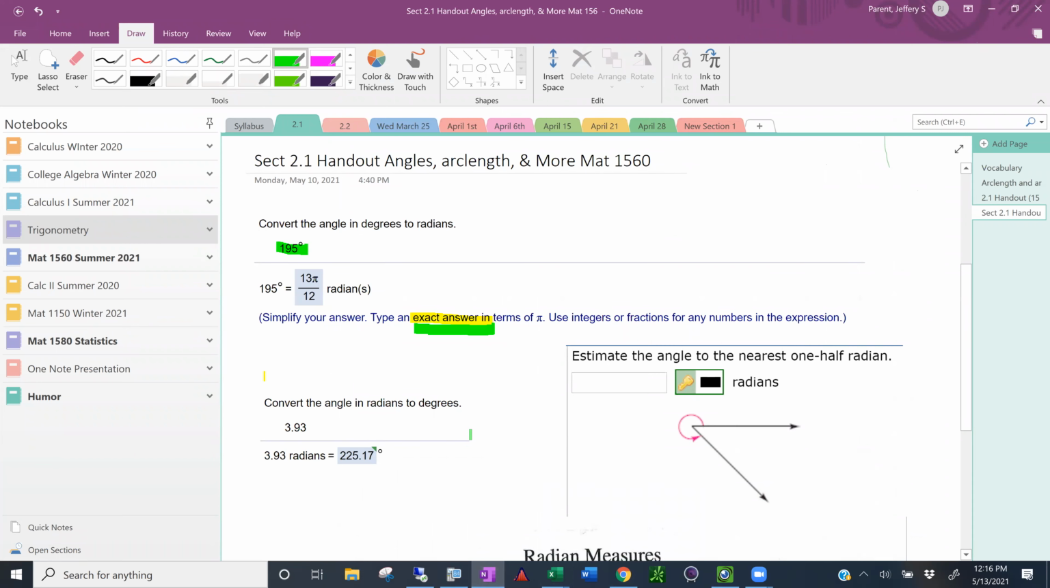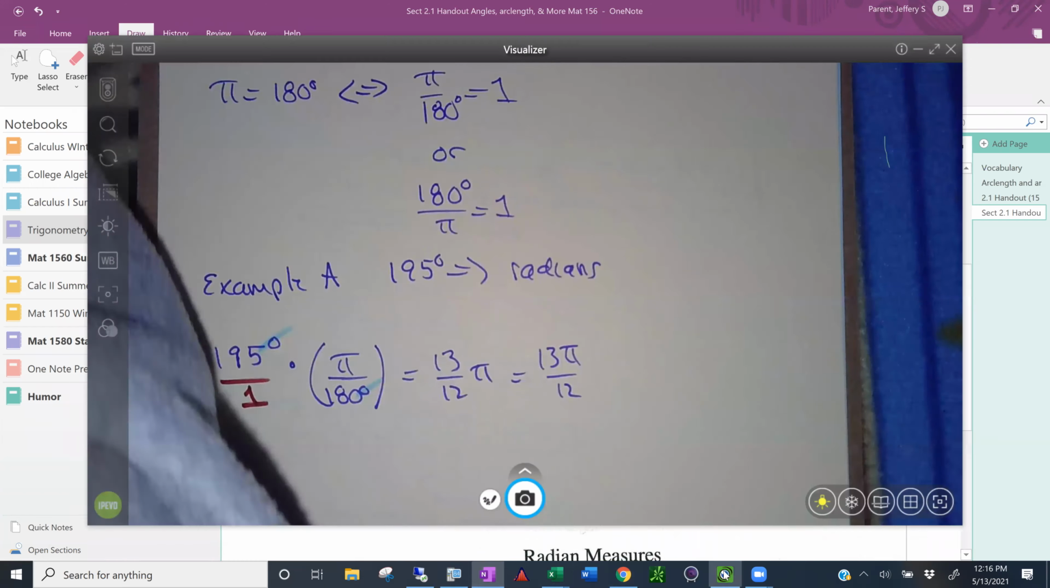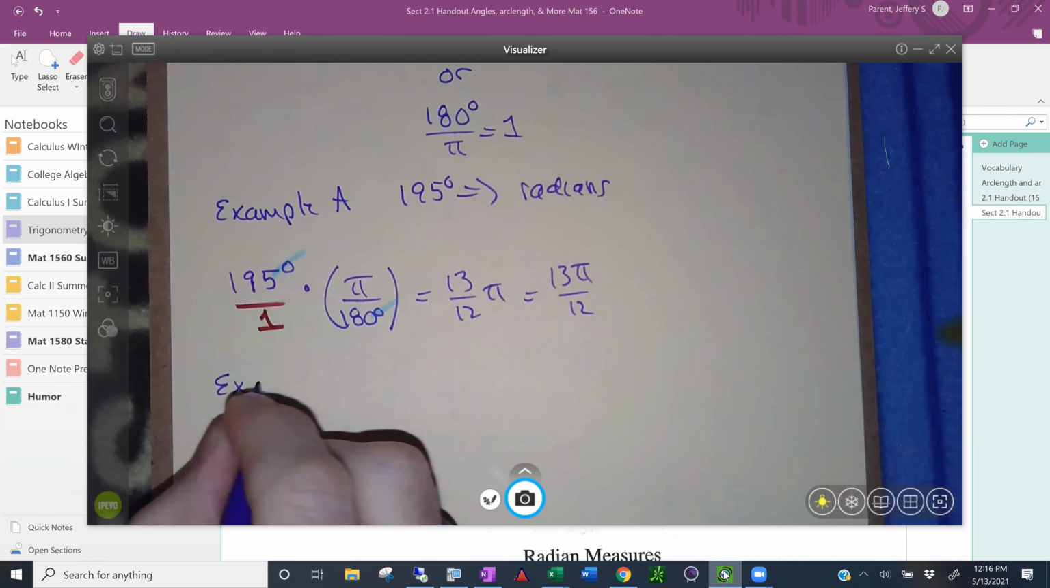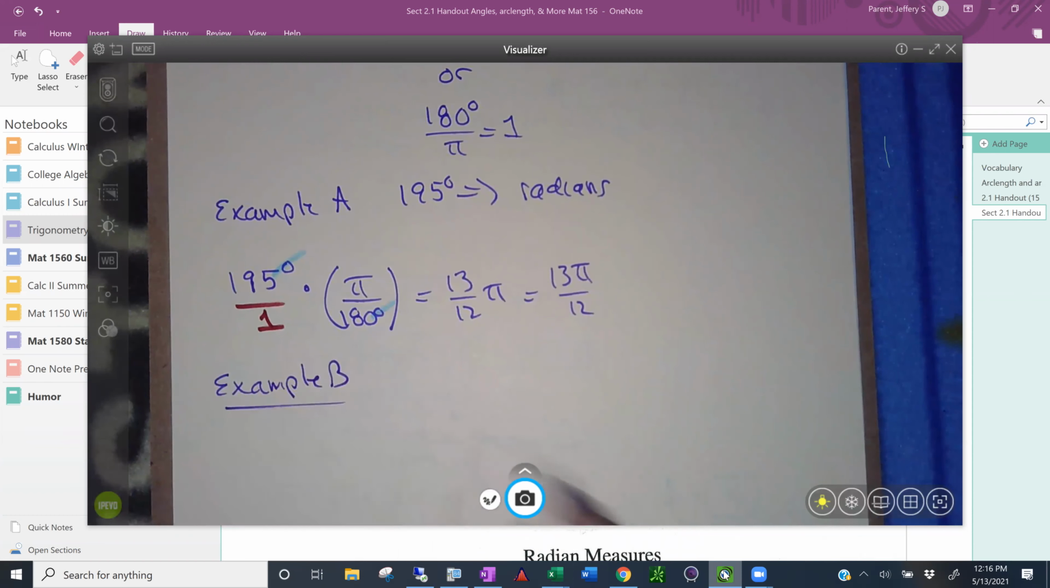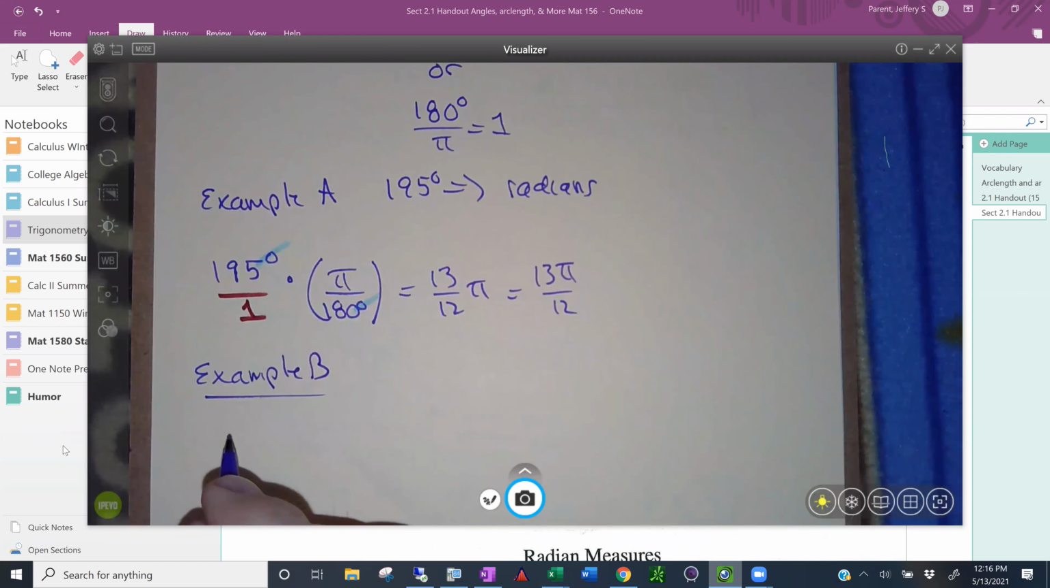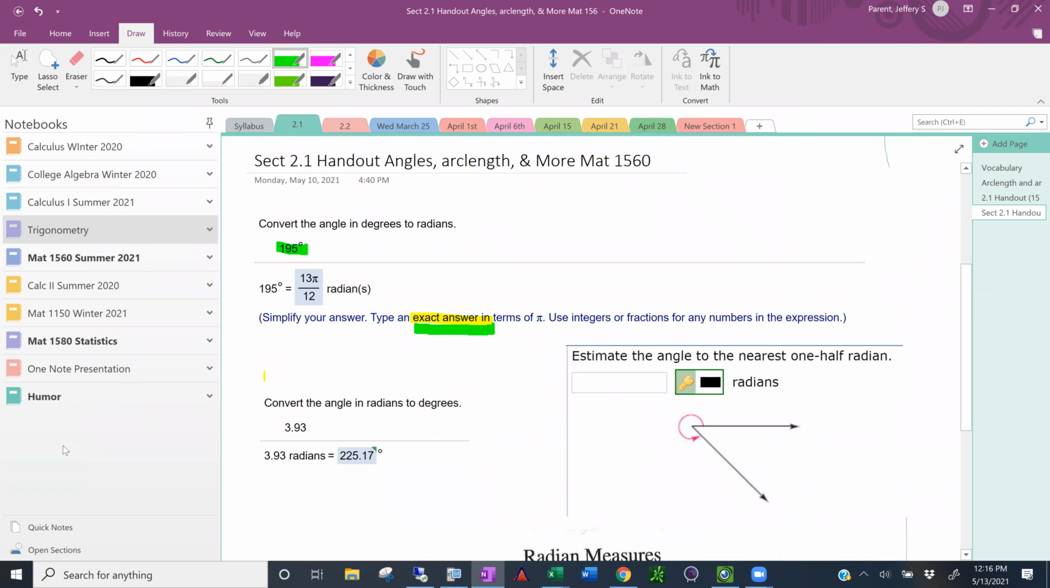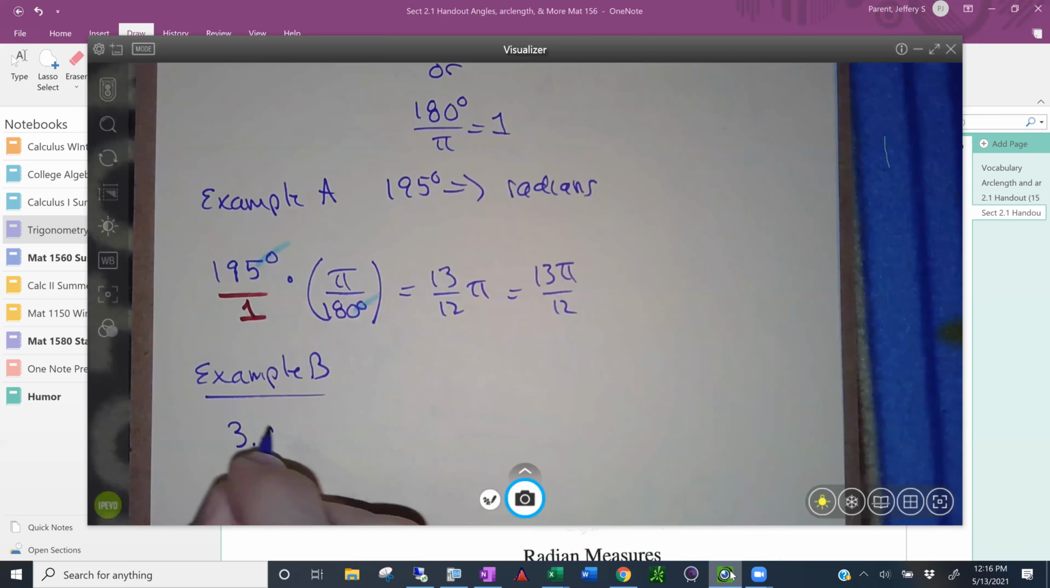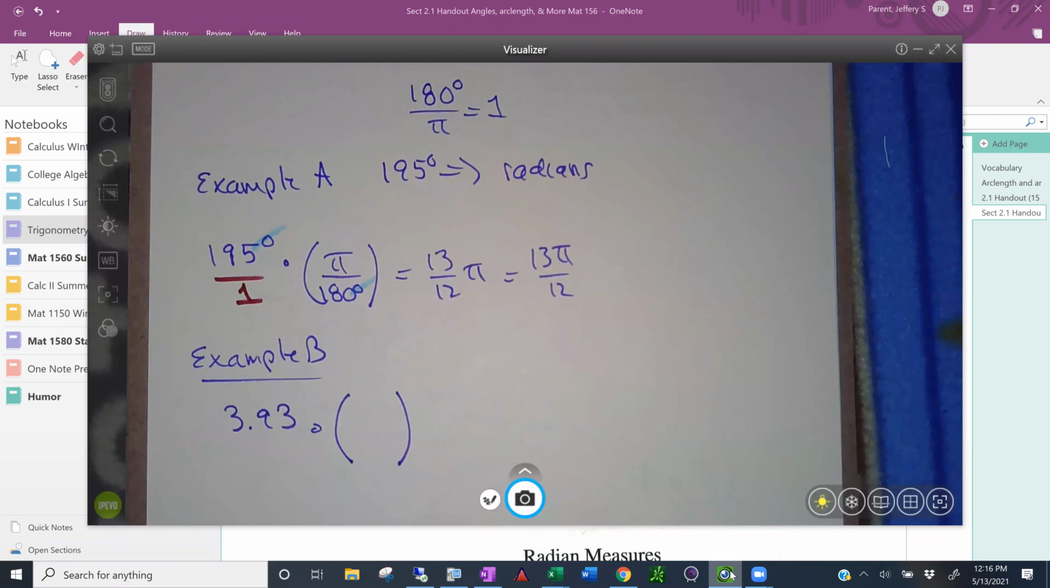Let's do one the other direction, converting from radians to degrees. So we'll call this example B. And what was it? 3.93. Thank you. 3.93. Now there's no units of pi here. It's just understood that it's built into this angle. What am I going to multiply by this time to get to degrees? Last time I was trying to get to radians. This time I want to get to degrees.